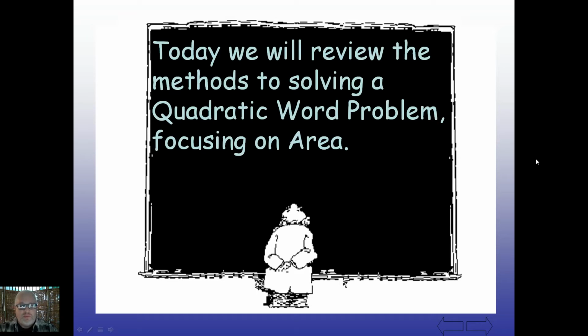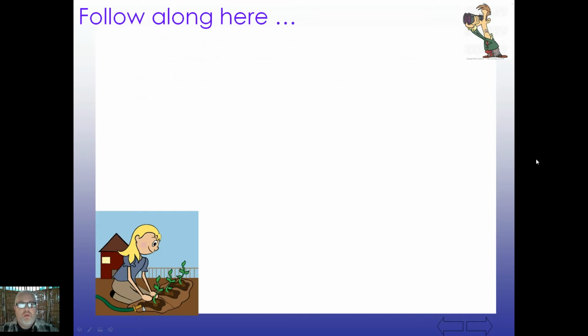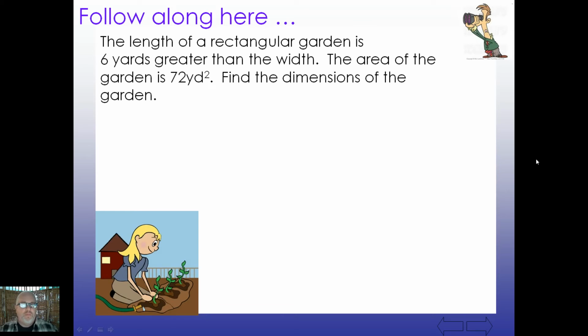Previously was maximums and minimums about things moving. So, follow along with this one here. Let's take a look. The length of a rectangular garden is 6 yards greater than the width. The area of the garden is 72 square yards. Find the dimensions of the garden.